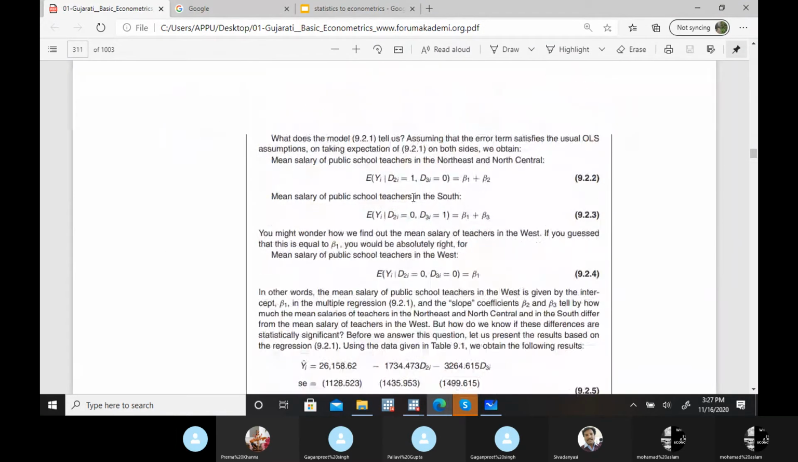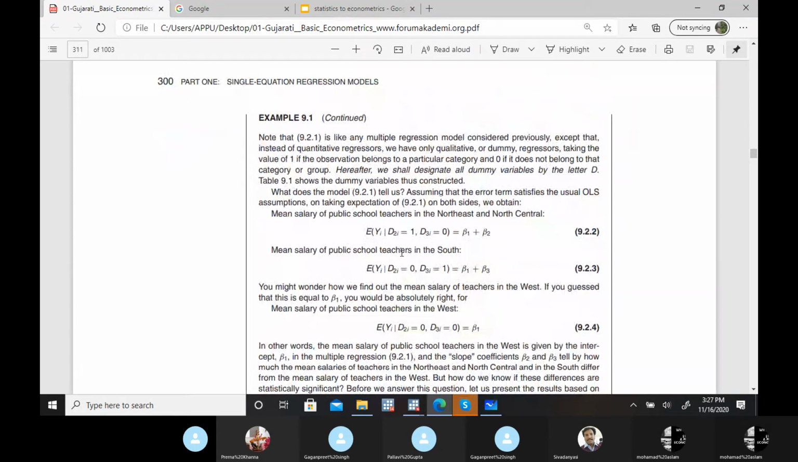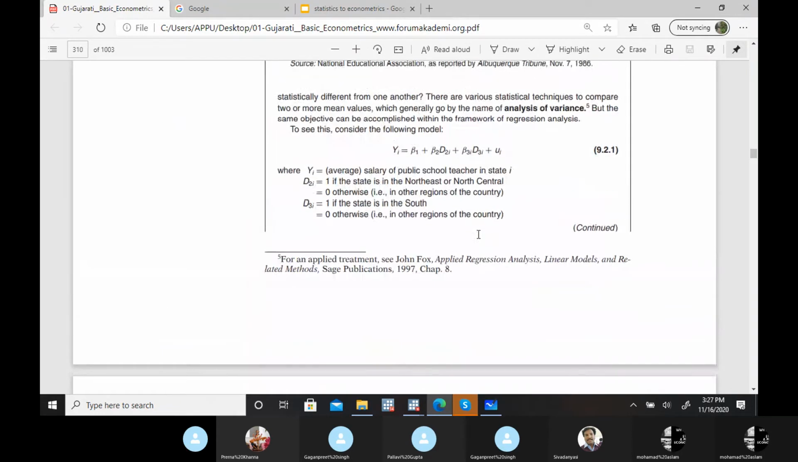Then for the South, D3 equals 1. So that coefficient is the base category plus, it might be positive, it might be negative, beta 3 in this model. And for the Northeast and North Central, it is the intercept, that is the West, plus or minus the beta 2 coefficient. That will give you the average salary for the Northeast.